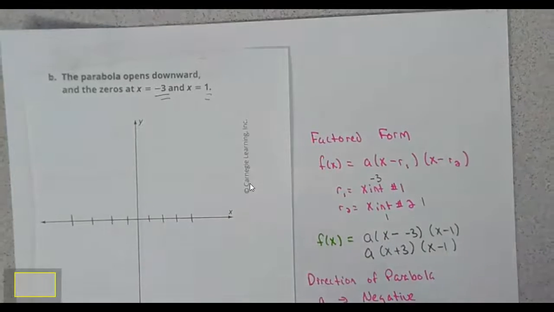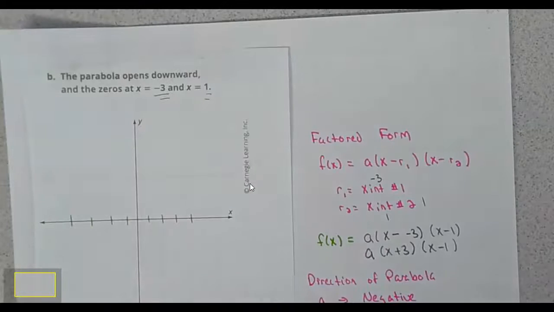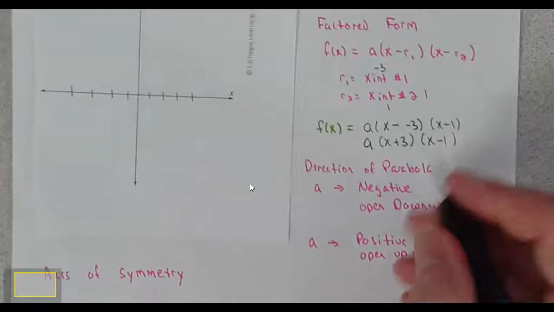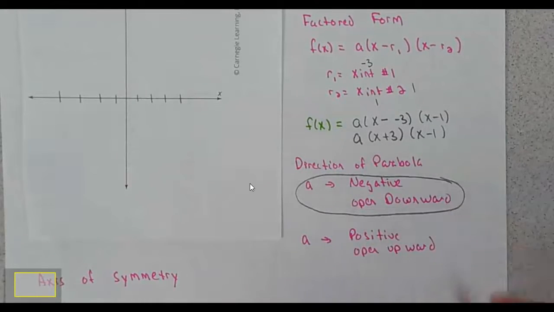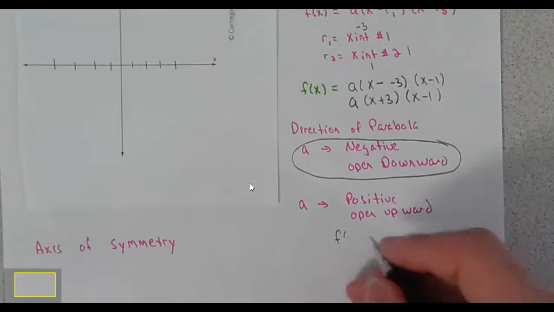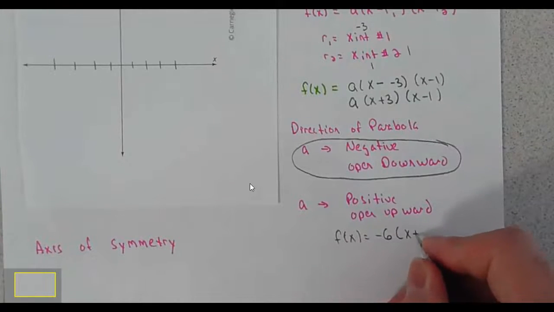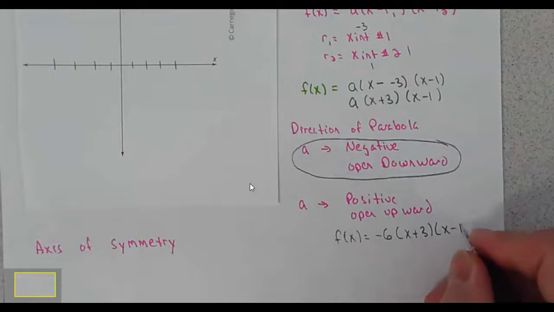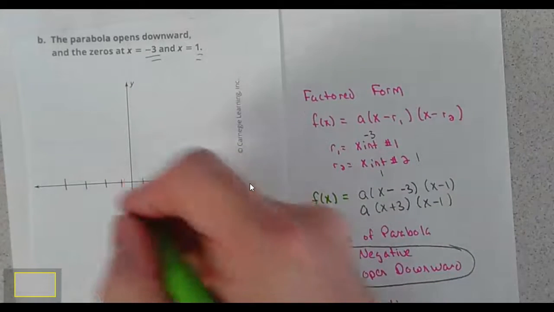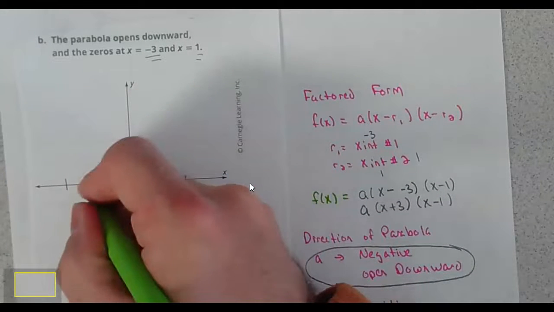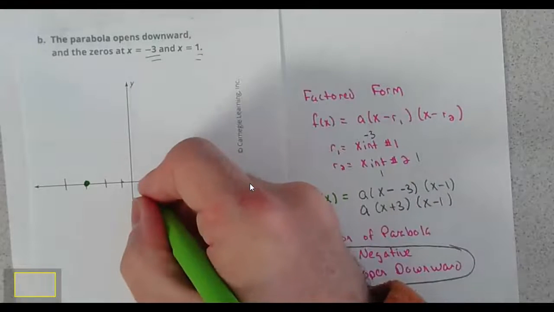In this case, we're dealing with a parabola that opens downward. So that means that I'm going to be using a negative a value. So in this case, I'm going to choose like -6. Why not? -6. So my parabola is going to be f of x equals -6 times x plus 3, x minus 1. I'm going to plot my x-intercepts right now. So I have one at -3, -1, -2, -3, and then my other one's at 1.